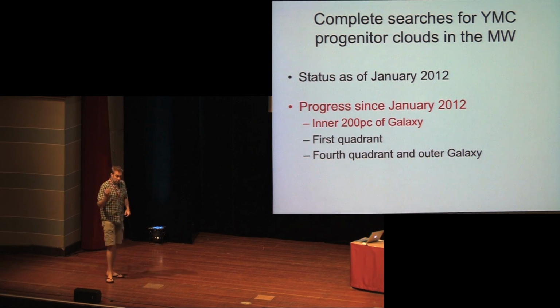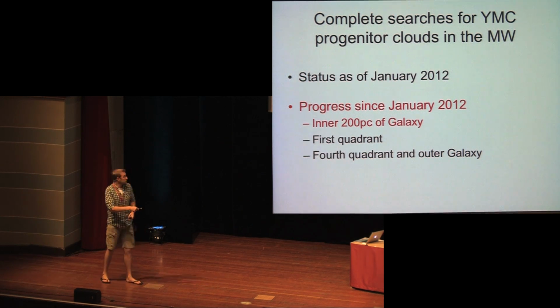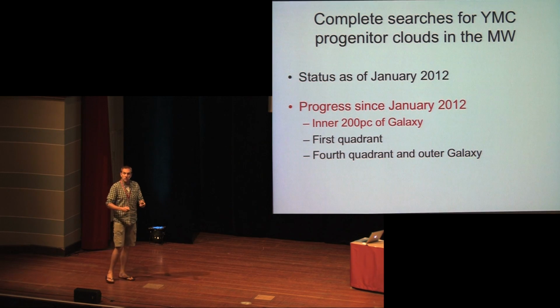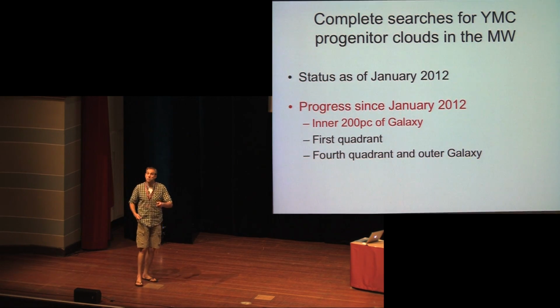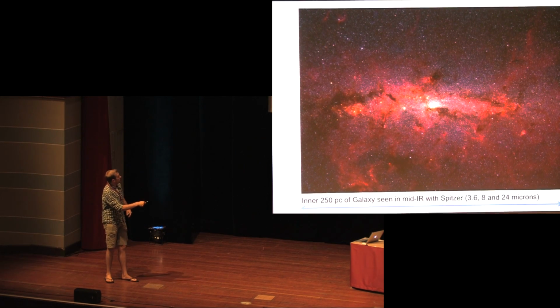So there are 3 regions now where we have complete or nearly complete samples, and these are the inner 200 parsecs of our galaxy, the first galactic quadrant, and the 4th quadrant outer galaxy. I'm just going to spend some time explaining what we know based on these data sets. So this is the inner 200 parsecs of our galaxy, so you recognize that from John's talk. This is the inner 250 in here, and this is at Spitzer wavelengths.